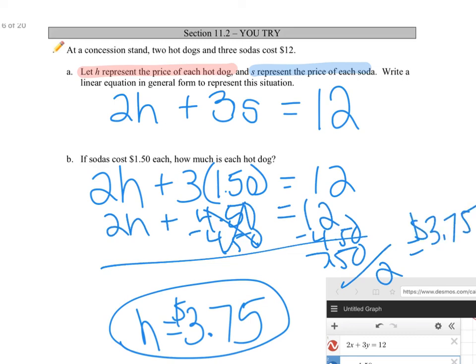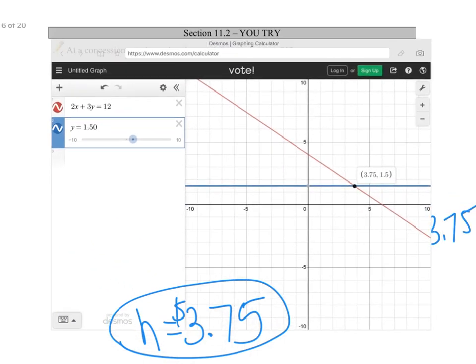But again, if you're not comfortable having to sub into the equation and then solve like that, you can always put both parts into Desmos and then find their point of intersection like when we did systems. Okay, and that wraps up applications of linear equations.